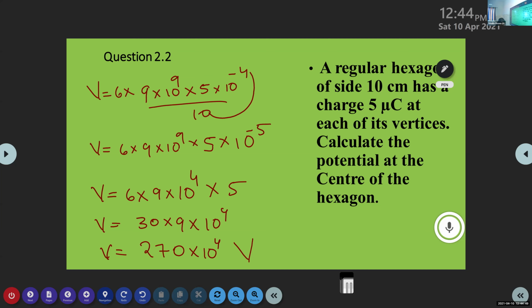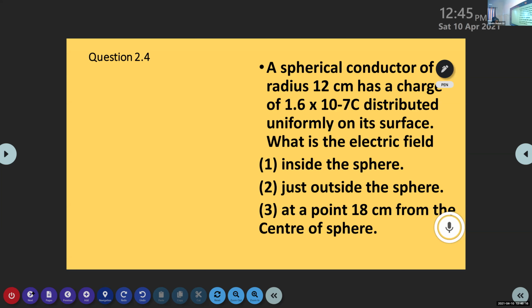Is it clear? Yes, ma'am. Okay. What about others? All are there? All right. Can we move to the next question, students? Okay. Next is question 2.4. 2.3 is not a numerical question. That's why I'm avoiding it.